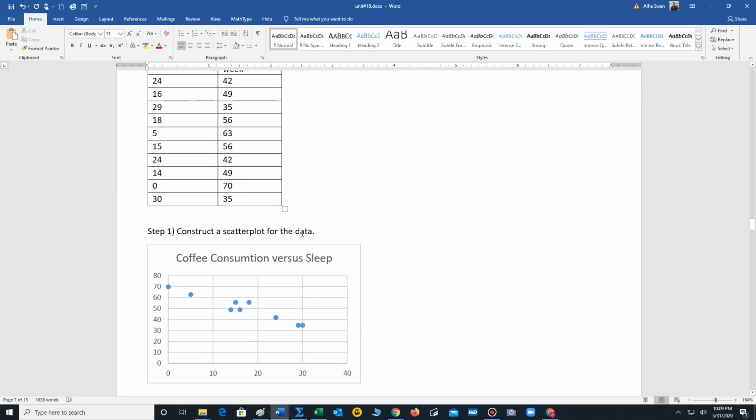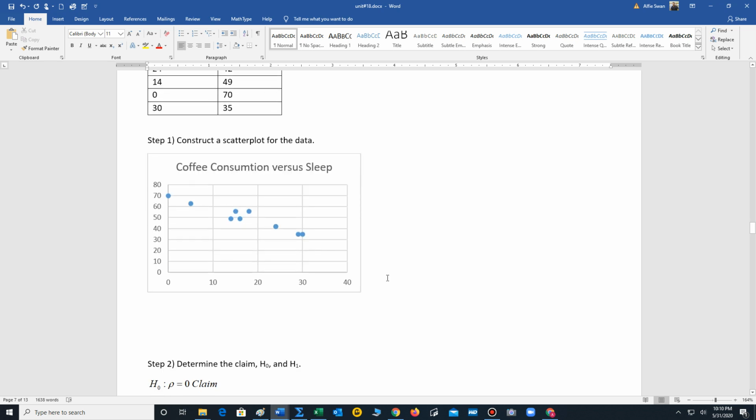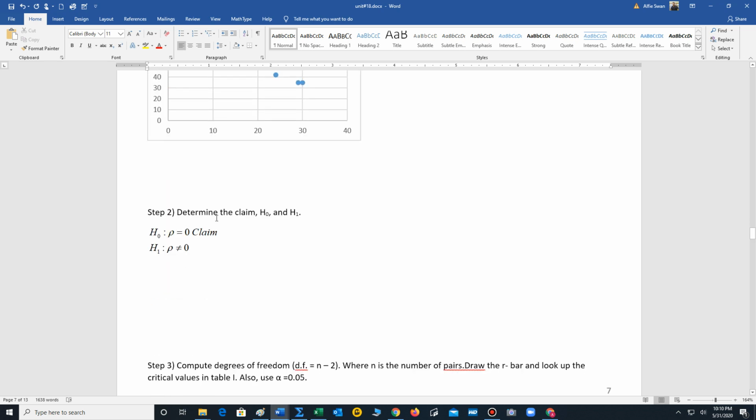First, we construct our scatter plot. So we put the number of cups of coffee on the x-axis, the amount of sleep per week on the y-axis, and then we can examine the pattern. We can see that it's fairly linear. It's negative because it decreases, and I would say that it's somewhat strong. Not very strong, just somewhat strong. Our second step would be to state our claim and determine H0 and H sub 1. Well, this will never change in Chapter 10.